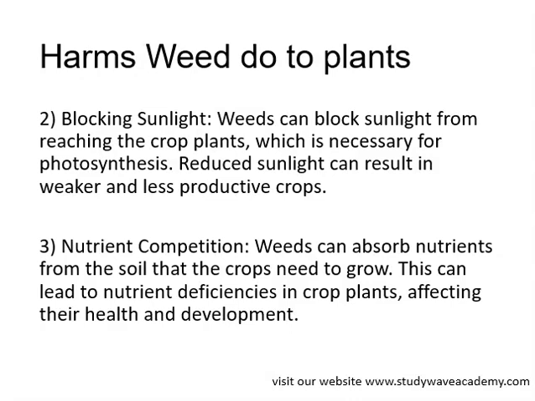Nutrient competition. Weeds can absorb nutrients from the soil that the crops need to grow. Okay, this leads to nutrient deficiency in crop plants, affecting their health and development. When a plant does not have enough nutrients, it becomes less healthy, it does not develop. Just like when we fall sick, we don't feel good and we can't do anything. That is how plants are.